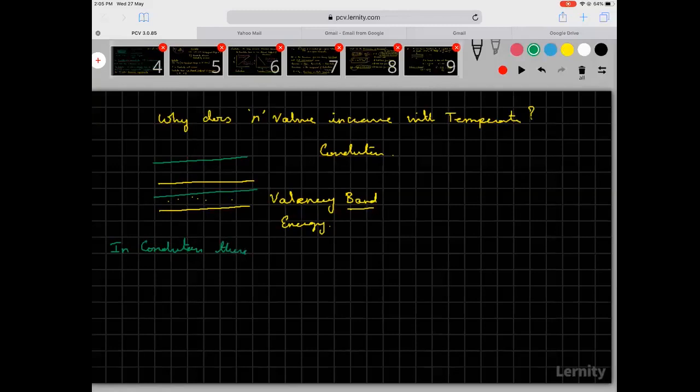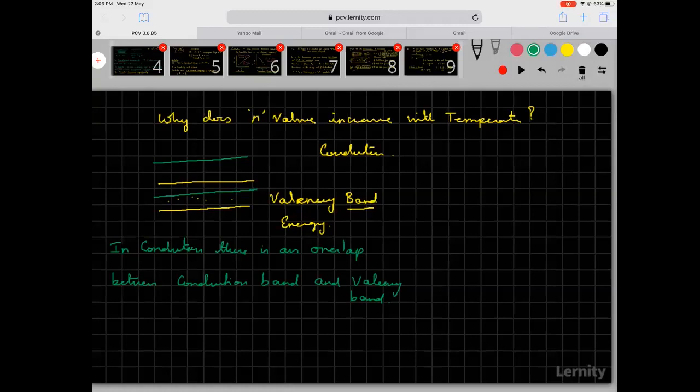There is an overlap between the conduction band and the valency band. Basically, conductors are metals, and the metals are electropositive. So those electrons in the outermost shell, they don't need them. Those are the wandering electrons. They are very, very loosely held to the nucleus.